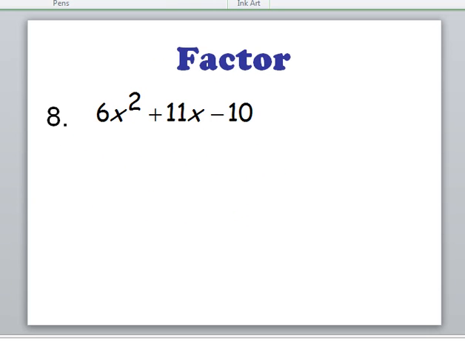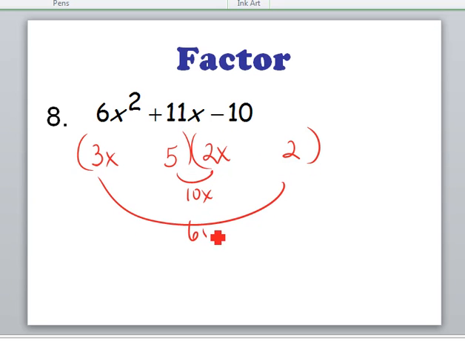My next problem, I have no greatest common factor again. I'm going to try 3x times 2x first. Typically, the ones that are closer together give us the correct answer. Whether or not that's the case in this problem, we'll see. I'm going to try 5 and 2, which are factors of 10. If I put 5 here and 2 here, that gives me a 10x and a 6x. So no, that doesn't work.